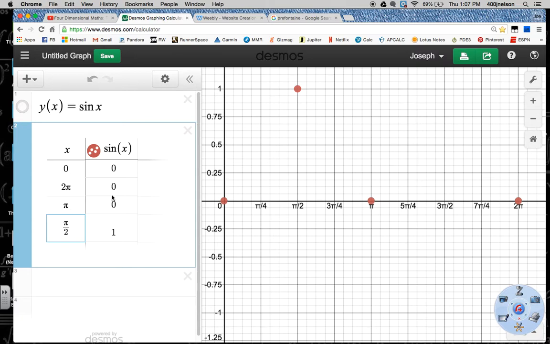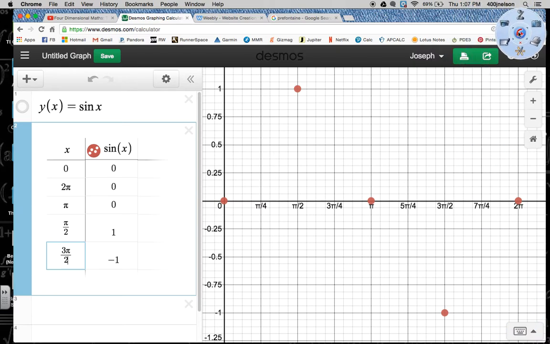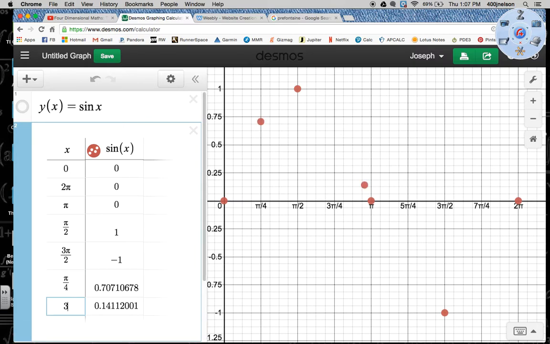If I plug in pi over 2, I get 1. So I'm up here at +1. If I plug in 3 pi over 2, you should probably figure out that that's -1. So let's put in some intermediate ones. Let's put in pi fourths. And let's try 3 pi fourths.